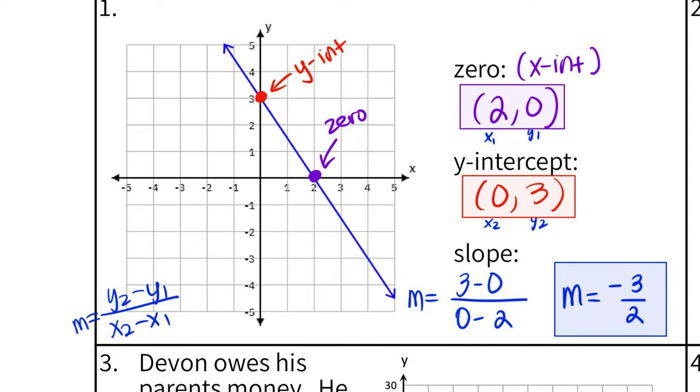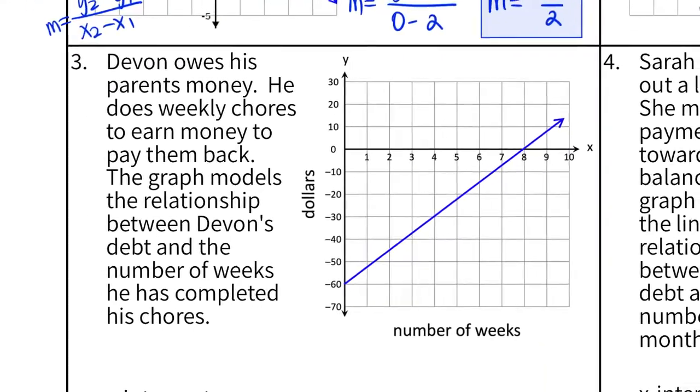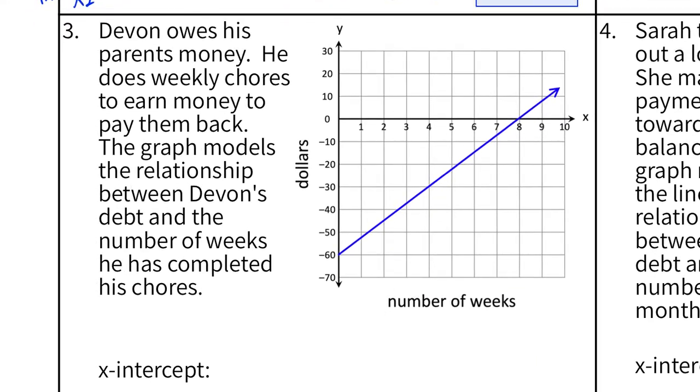Okay, let's look at the next one. This one also has to do with attributes. So x-intercept, y-intercept, and slope. But now there's a story, and they want you to identify what each of these numbers represent. Okay, so this one says, Devin owes his parents money. He does weekly chores to earn back his money to pay them back.